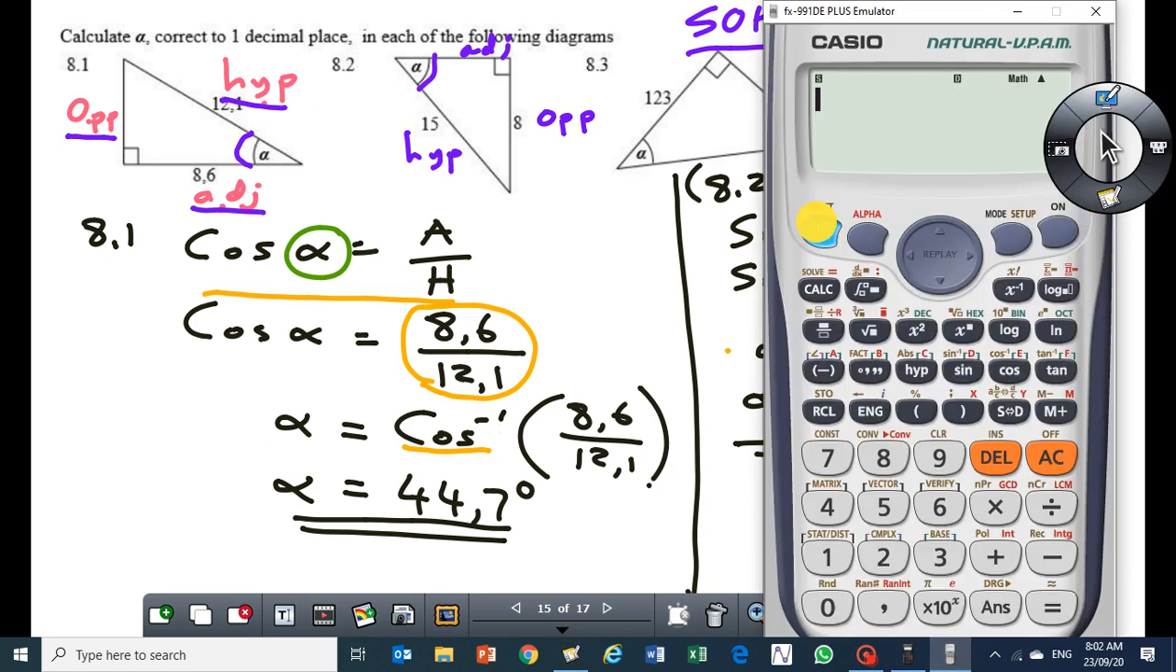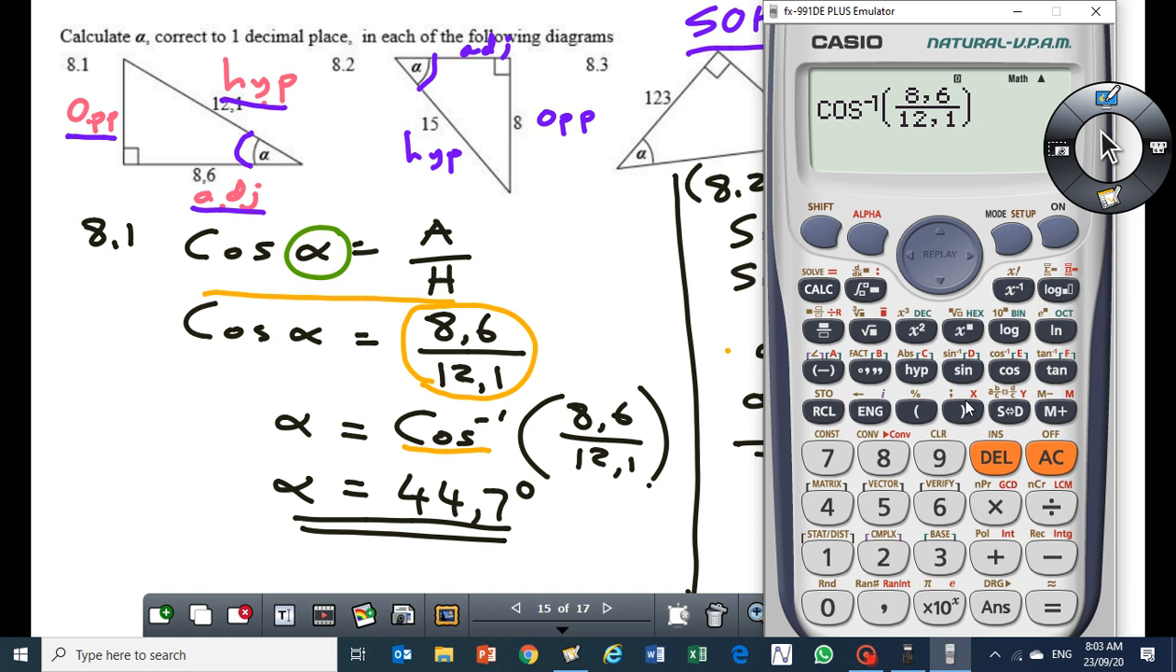Let me show you. You press shift, then shift cos. You do it too, as I'm doing it. Then you press the fraction option, you put 8,6, then 12,1. You close the bracket. So on your screen, I expect you to have this.